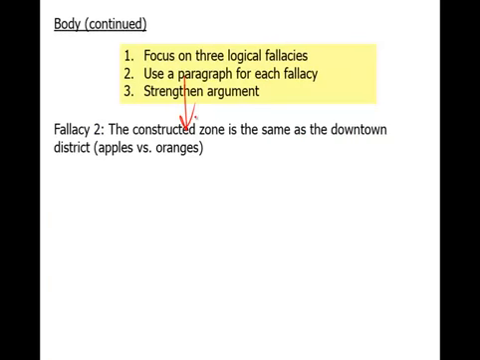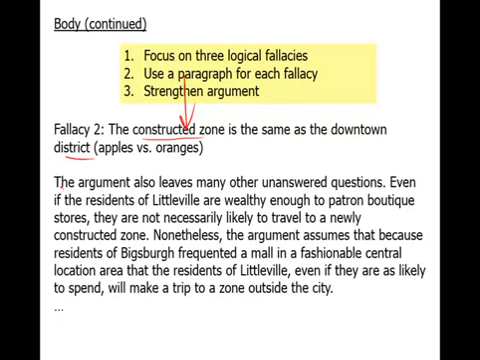As I mentioned a second ago, the apples versus oranges is now applying to a constructed zone outside the city versus a downtown district in a fashionable neighborhood. Two very different things, clearly. And so the way I flesh that out is as follows. General topic sentence, first sentence, followed by: even if the residents of Littleville are wealthy enough to patronize boutique tours, they're not necessarily likely to travel to this zone.